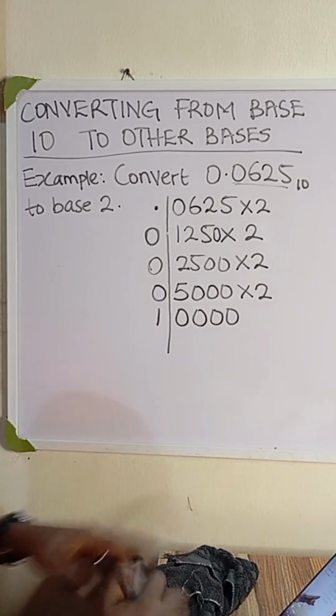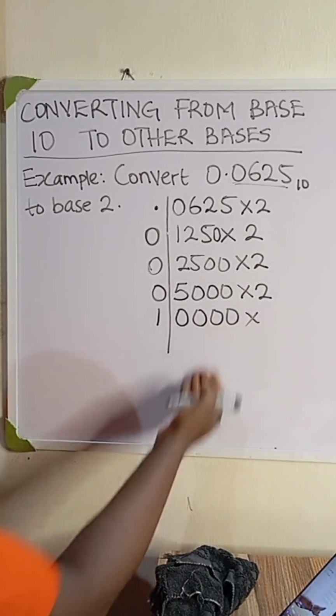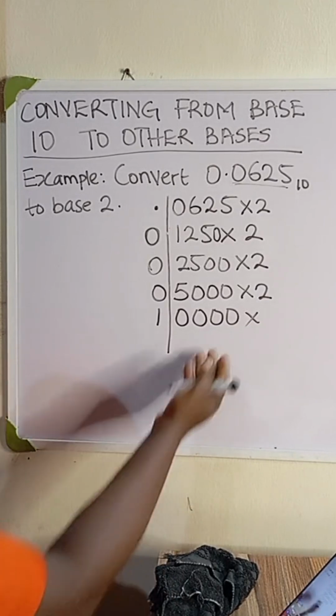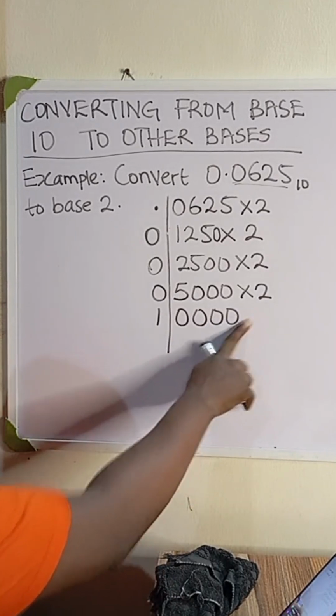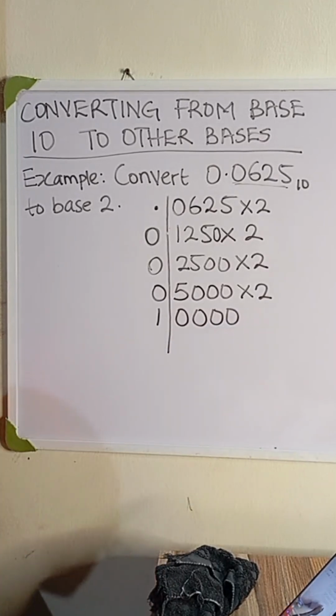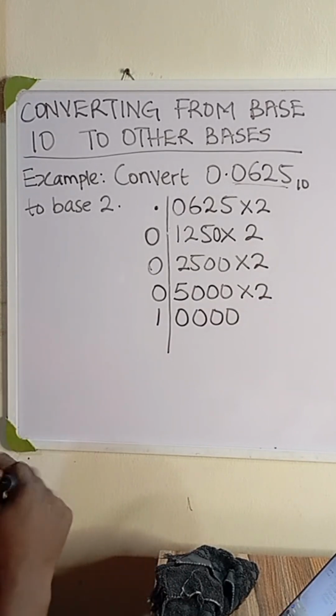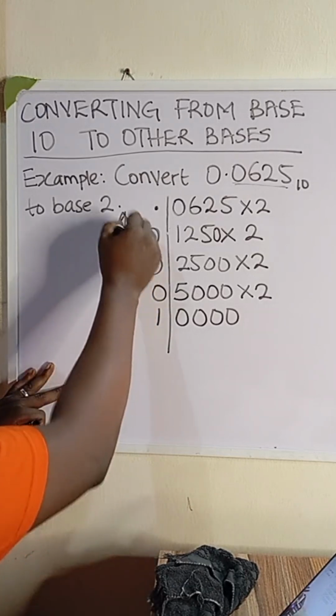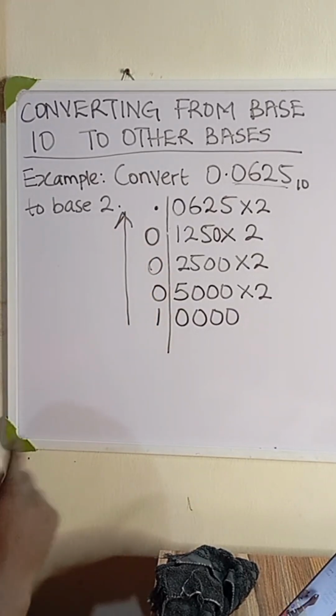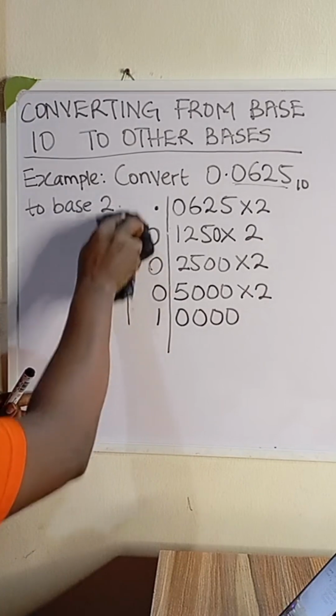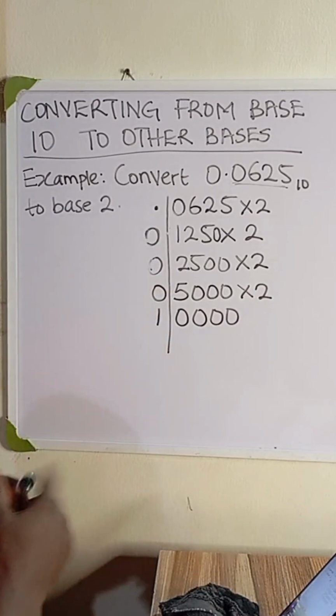If you decide to multiply by 2, you keep getting 0, 0, 0, 0. You won't get any other thing, right? So this is where we can stop. So that means when we were converting whole numbers, our arrow went up. But when we are converting decimals, everything is the opposite. Our arrow comes down.